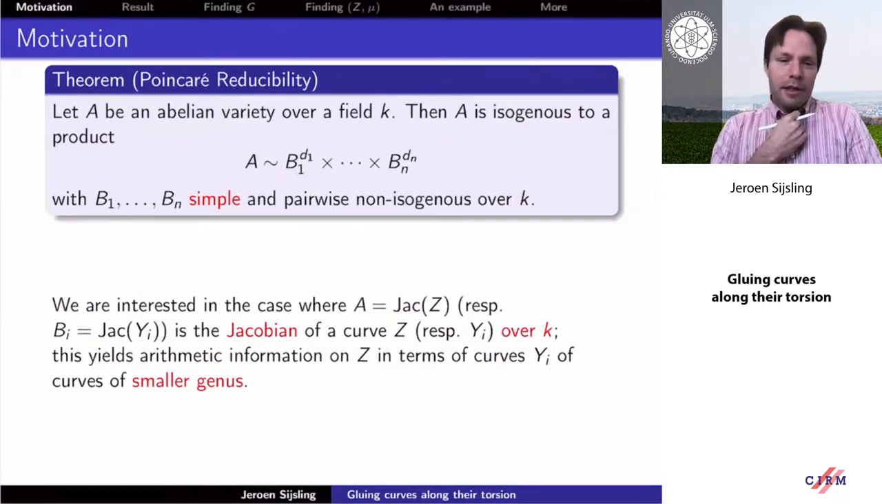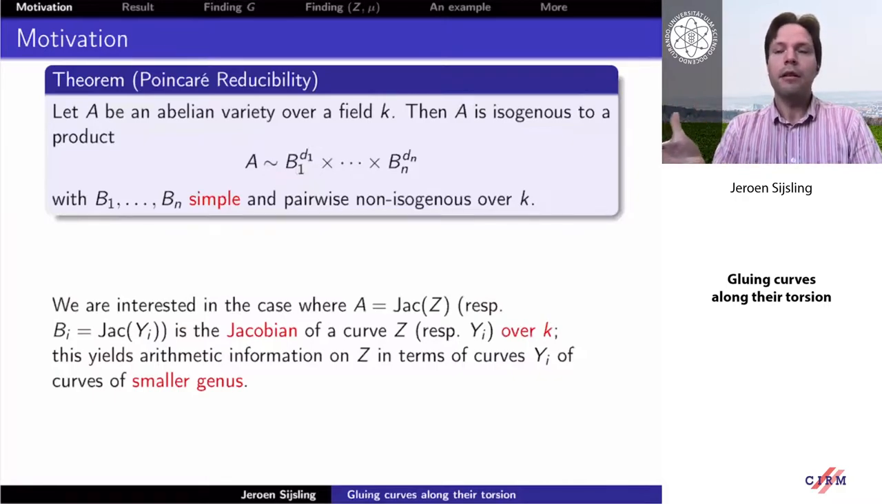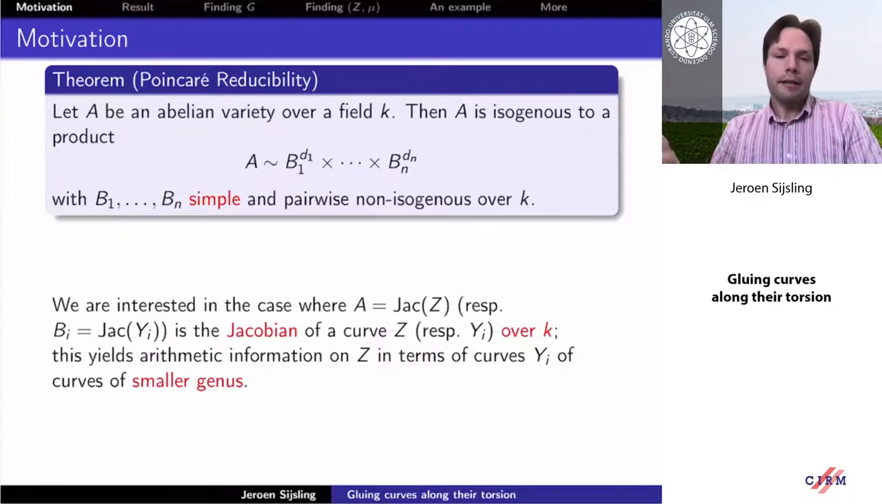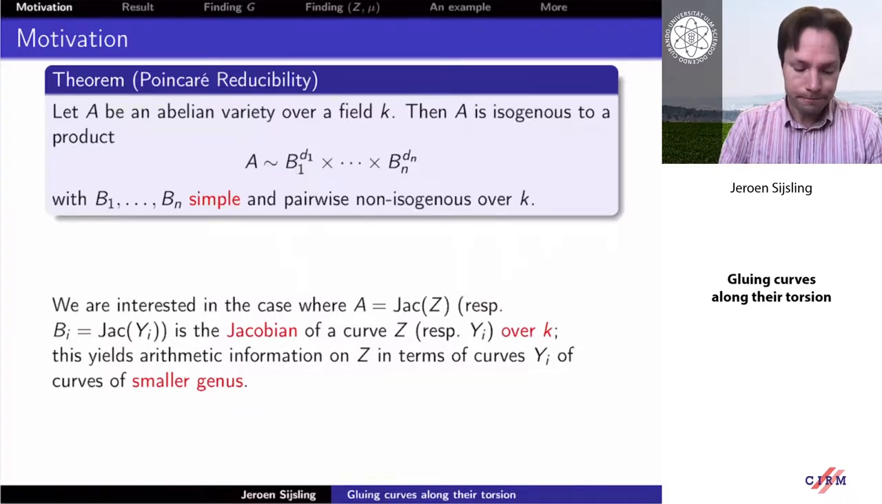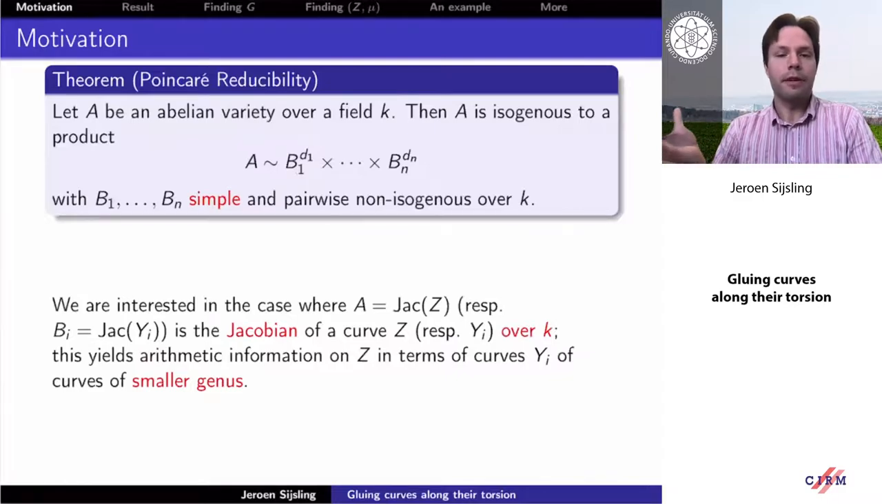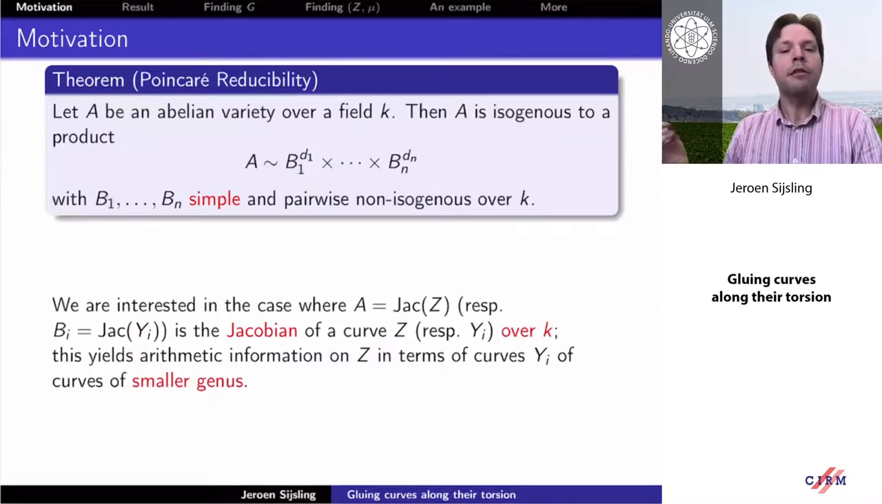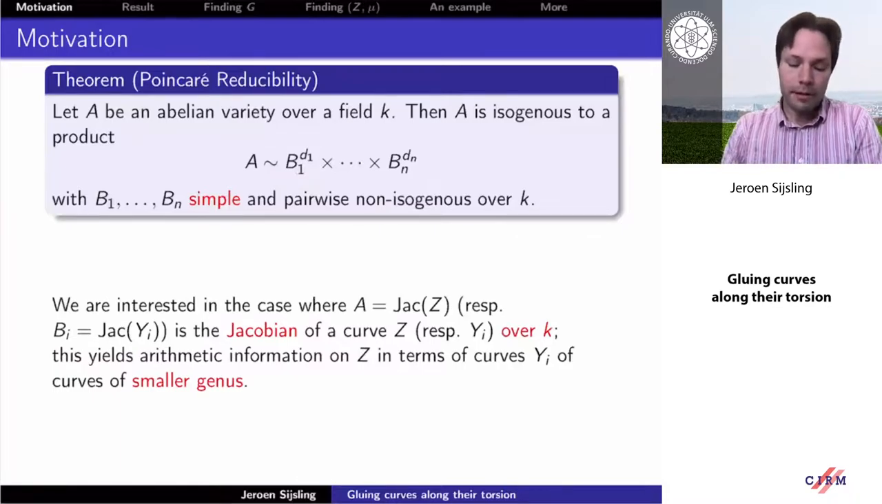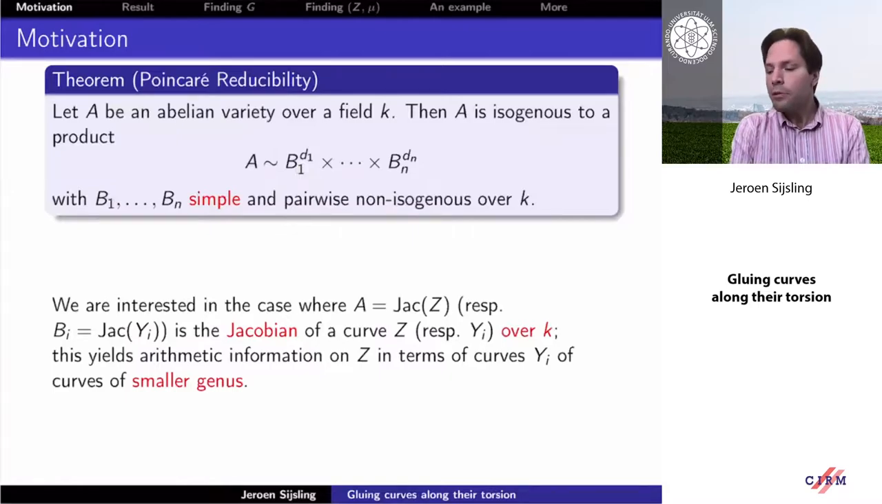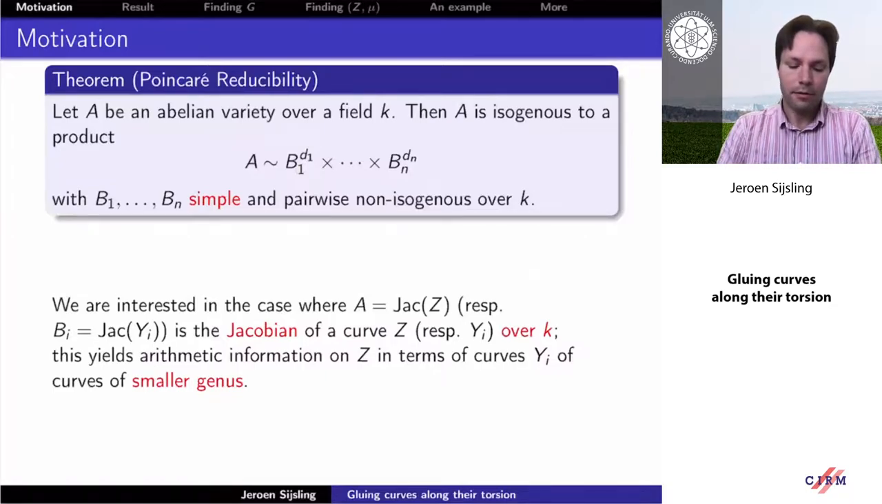Moreover, most of the time you're interested in a more specific situation, namely that where this abelian variety A is the Jacobian of a curve over k. And in that case, ideally, you would also like these B_i, the factors, to be Jacobians of curves over k themselves. The reason for that is simple, because you can then analyze arithmetic information on Z, say its L-functions and whatnot, in terms of these curves of smaller genus. Conversely, if you start with these B_i and you can construct a corresponding abelian variety A that gives rise to this decomposition, then you can give it certain properties if you know that your input curves fulfill them. So that is the motivation to say something about curves of higher genus on this side by saying something about curves on this side.